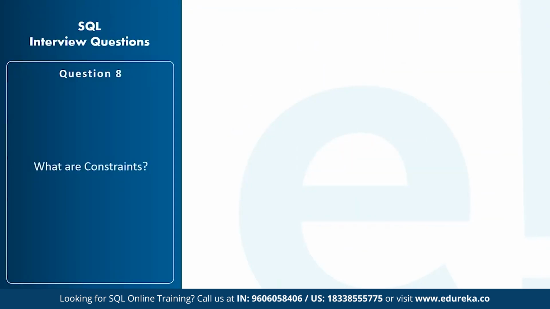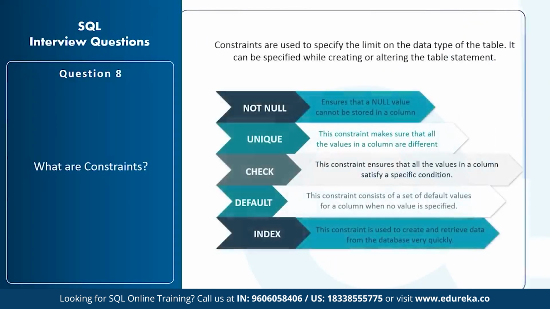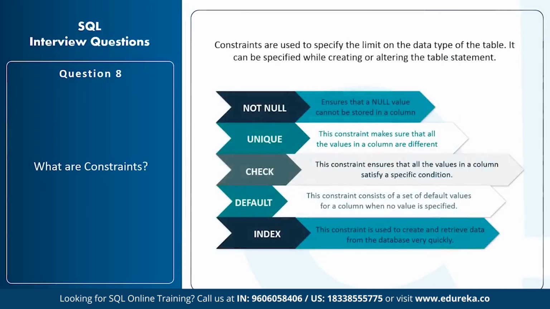Now, let's move on to our next question, that is, what are constraints? Constraints are basically used to specify the limit on the data type of the table, right? Whenever you're creating a table, you can use constraints to set a limit on the data type of the table. It can be specified either while creating the table or while altering the table statements. So it can be specified in both ways.